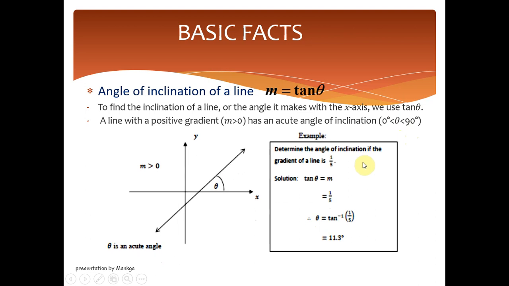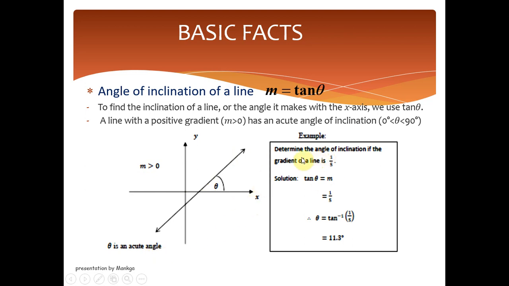Let's look at an example. Here we are. For this graph, we have a straight line graph. The angle of inclination is always between the x-axis and the line cutting the x-axis. So it's always between these two. In this case, our gradient is greater than 0. So if our gradient is greater than 0, it simply means the angle of inclination has to be an acute angle. An acute angle is an angle that is less than 90 degrees.